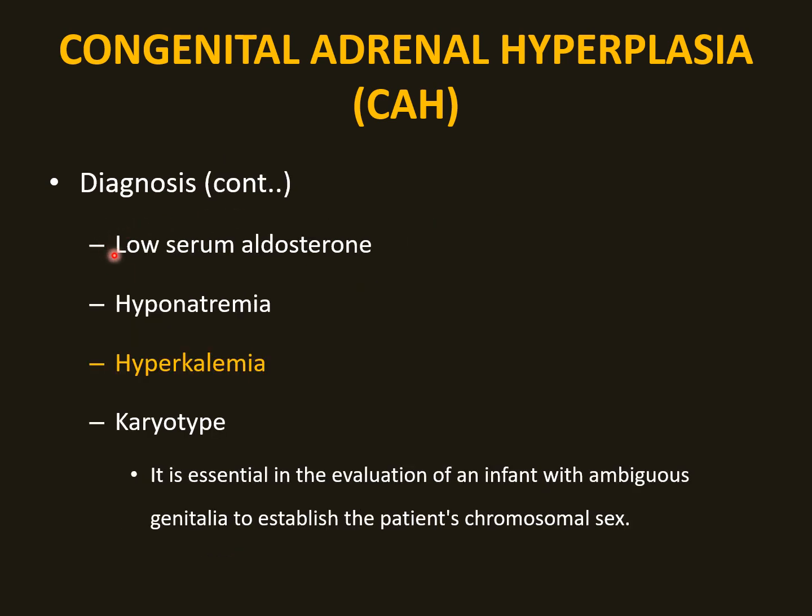Diagnosis, also you will see low serum aldosterone, hyponatremia, hypercalcemia. Karyotype is essential in evaluation of an infant with ambiguous genitalia to establish the patient's chromosomal sex.